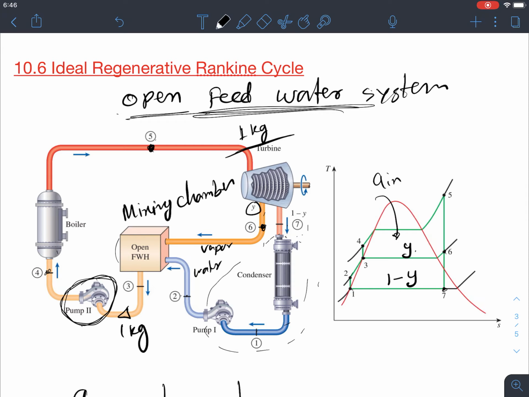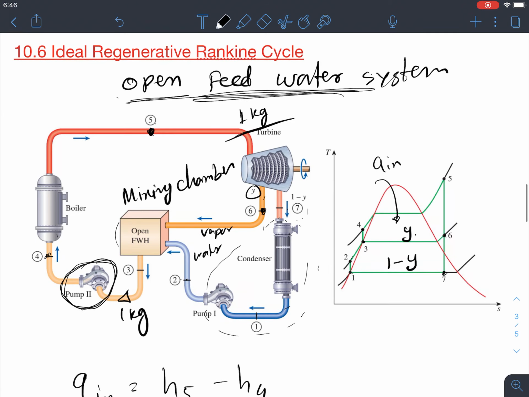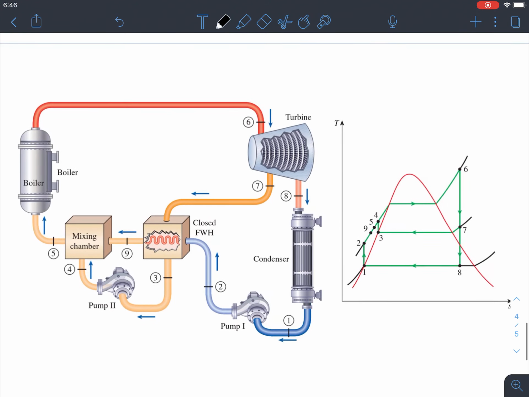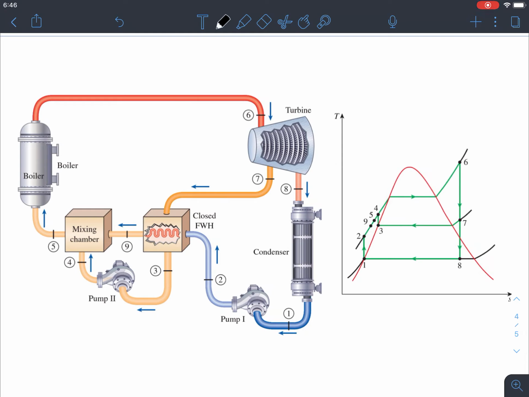However, the open feed water system still has some challenges with the vapor mixing, or liquid vapor mixing, or the quality control of the steam. So that's why people came up with another idea, which is the closed feed water system, right? The closed feed water system is right here.